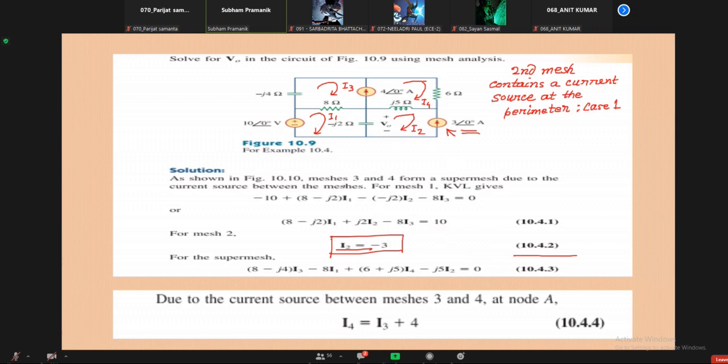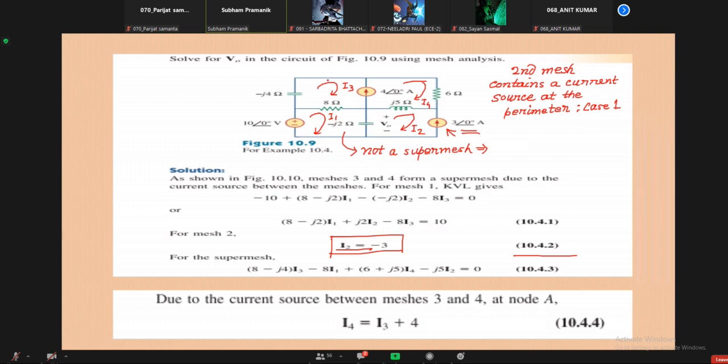Then see, there is one particular mesh which is not a super mesh. Which one? Mesh 1. This one. This is not a super mesh. So for that you can definitely write the mesh equation. What is that mesh equation? For this, 8 minus 2j multiplied by I1, then minus 2j multiplied by I2 with a negative sign, other things. Okay, I shall write that equation later.